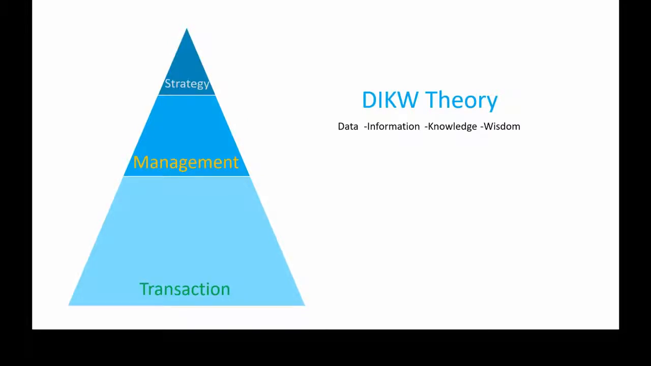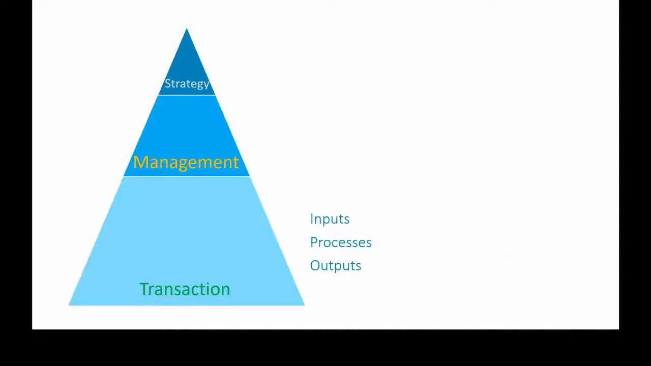In this model, the transaction level represents the inputs, processes, and outputs related to operations. The management level represents performance assessments and evaluations. And the strategic level represents decision-making and learning. So what does this look like in action?